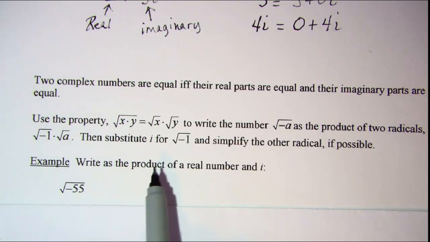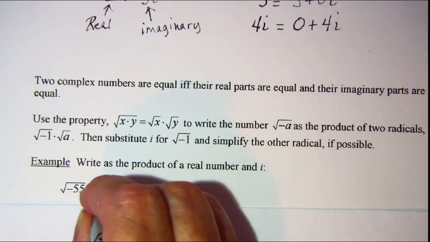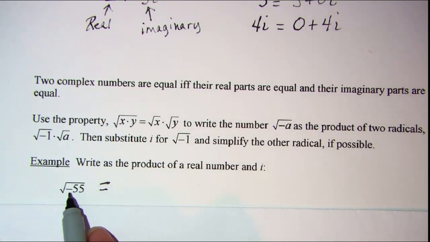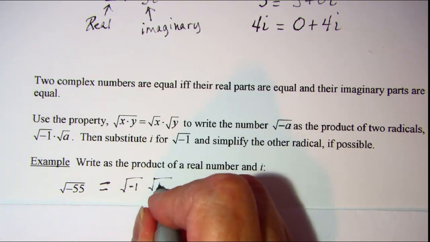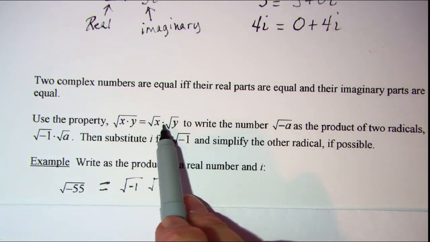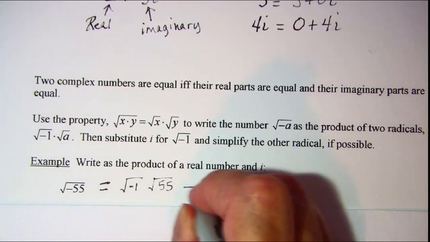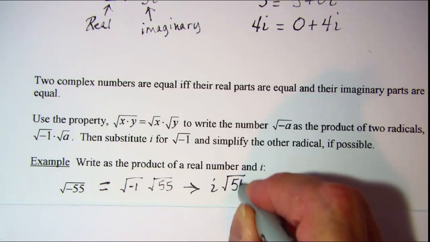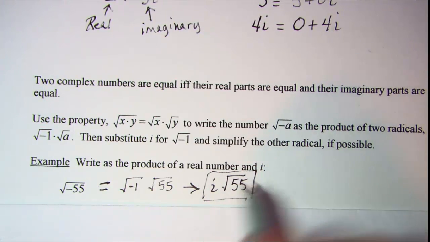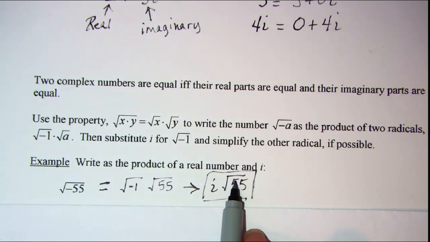So if we were asked to write the square root of -55 as the product of a real number and i, we can break the square root of -1 away from the square root of 55 using this property. And then the square root of -1 we would write as i. So then we have i times the square root of 55. Now the square root of 55 cannot be simplified any further because we need to look for a perfect square as a factor of this radicand. And this number factors into 5 times 11, neither one of which is a perfect square.